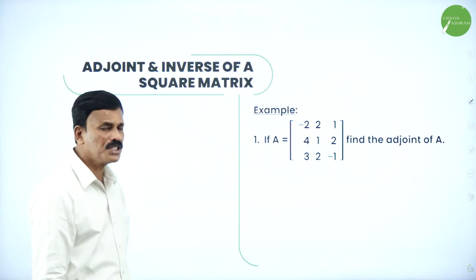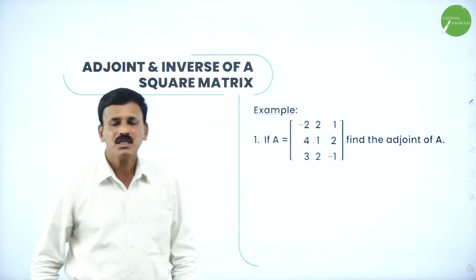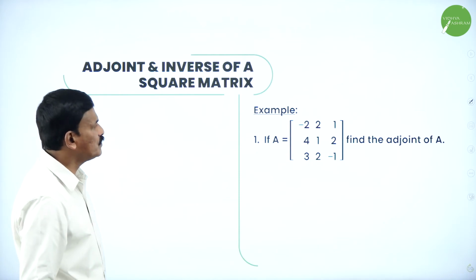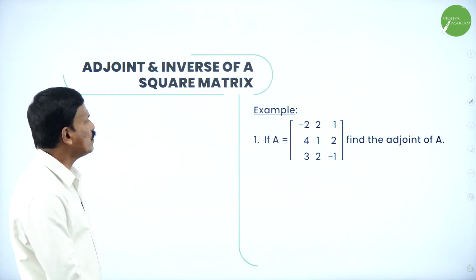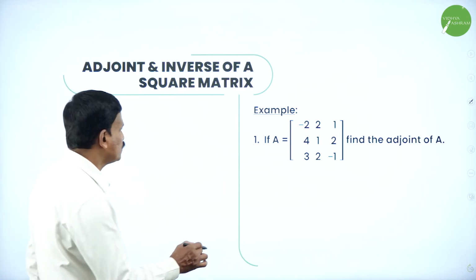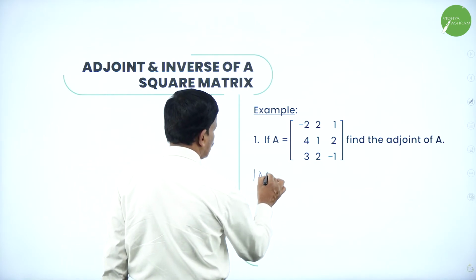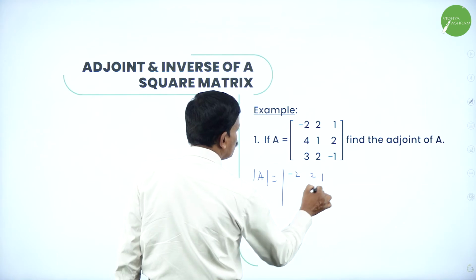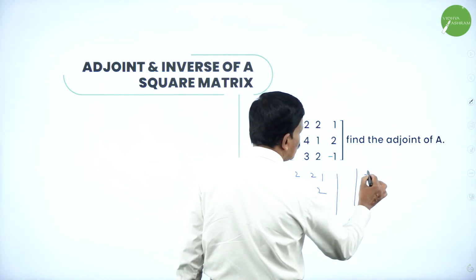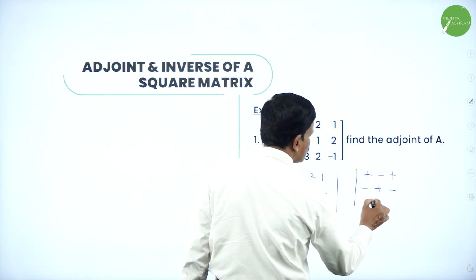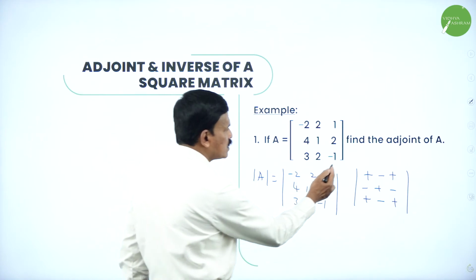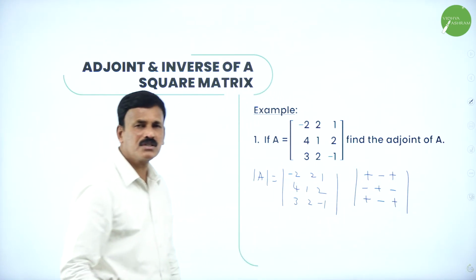Now let us come to three rows, three columns. Find the adjoint of A, where A is equal to minus 2, 2, 1, 4, 1, 2, 3, 2, minus 1. Now write down the determinant of this. Keep in mind the signs are plus, minus, plus, minus, plus, minus, plus, minus, and plus. The principal diagonals are positive and the remaining elements are negative.